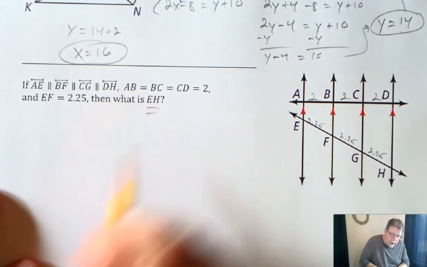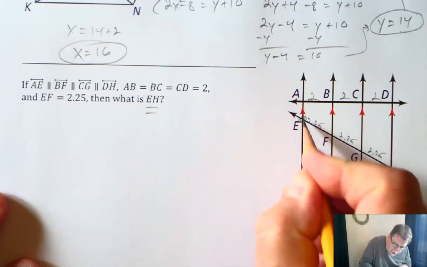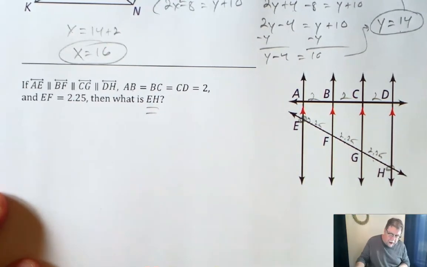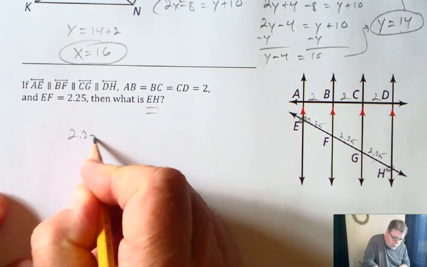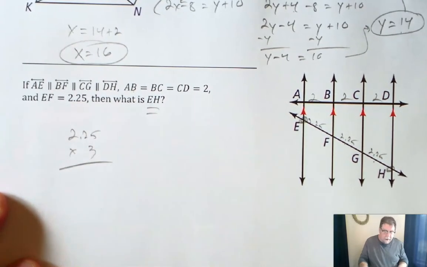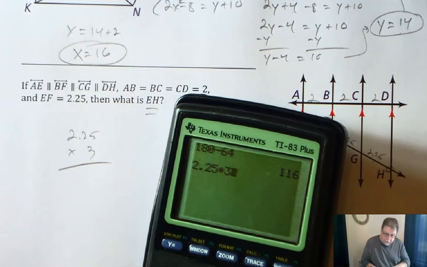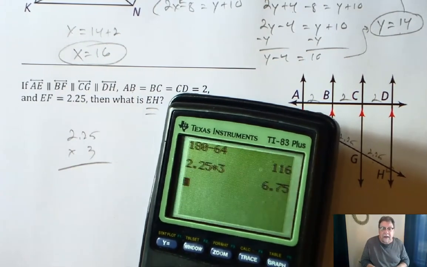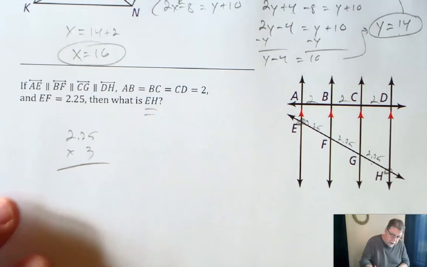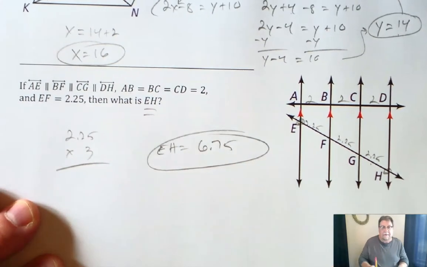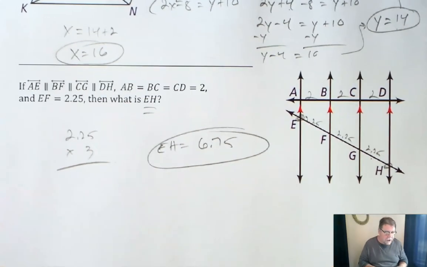It says, what is the length of EH? Well, EH starts here and ends here, so it takes all 3 of those. So 2.25 times 3 would be our answer. Let's find out what that is. 2.25 times 3 is 6.75. So EH would equal 6.75. And there's our examples for section G.2.